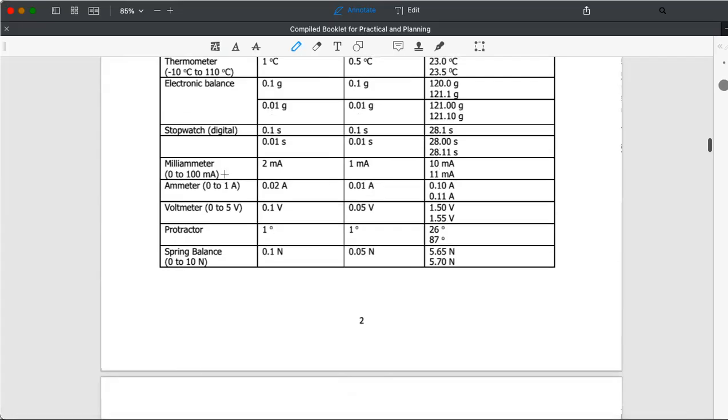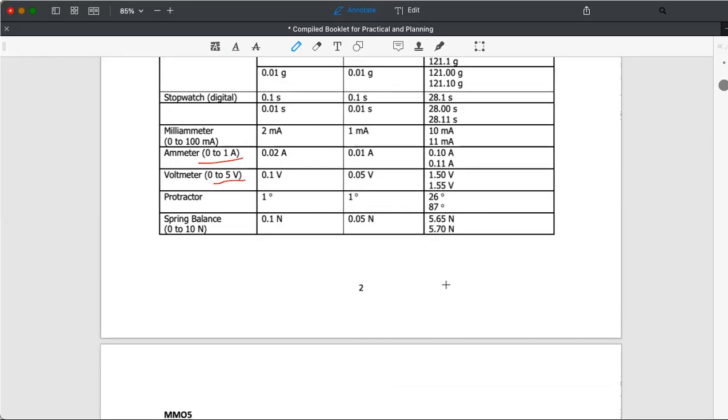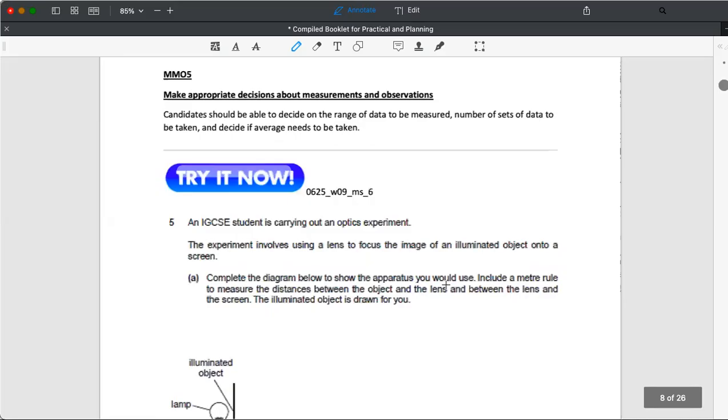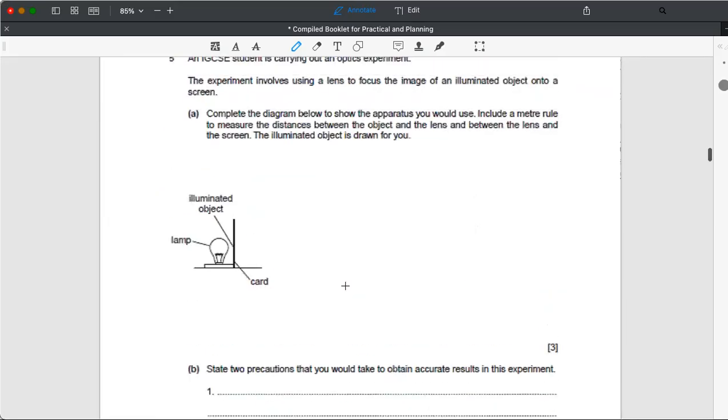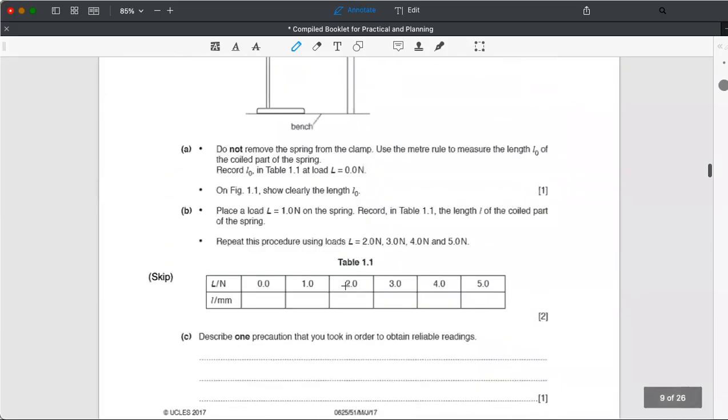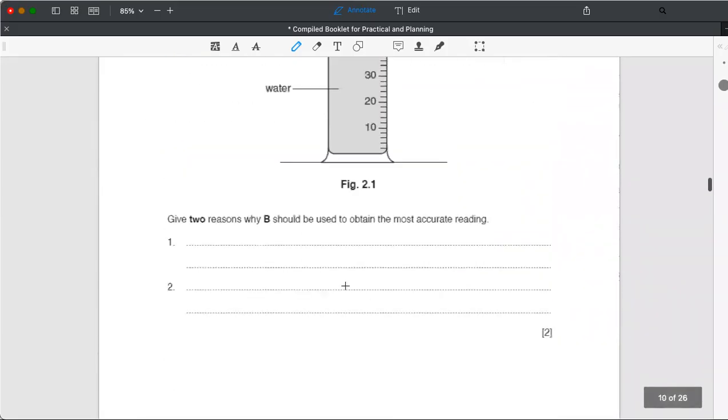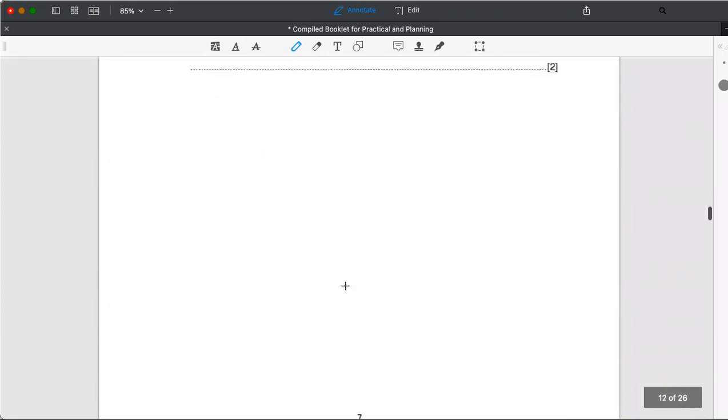Milliammeter, yes, it will be used. So you have to take note of the precision. It's about 1 milliampere for the uncertainty. Ammeter and voltmeter is 2 decimal places. Just that for voltmeter, the second decimal place is either 5 or 0 only. Normally, ammeter depends, you must look at what they give you. So I'm putting down the range here for your reference. Protractor is whole number. Take note of that. Spring balance is 2 decimal places normally. I'm not going to go through the exercises, but basically these are how it looks like for some of the questions.